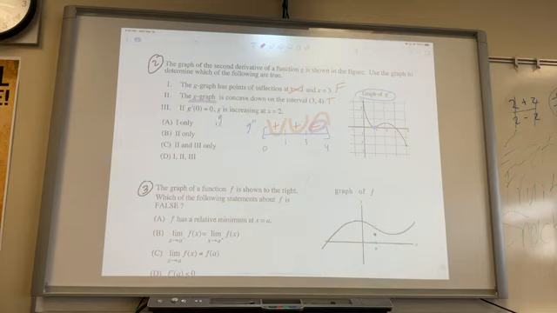G increasing means G prime is positive, right? So from 0 to, we have to look at those slopes. So if G of 0 is 0, and we know it's concave up, if it's concave up, is it increasing at 2? At 0, it's like a cutoff, so 0.